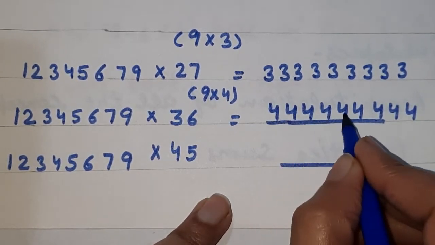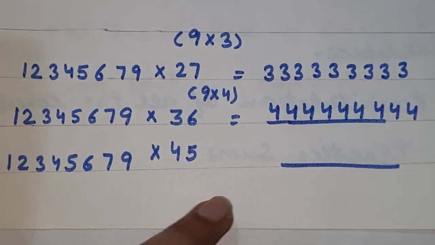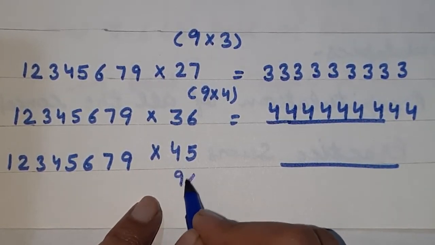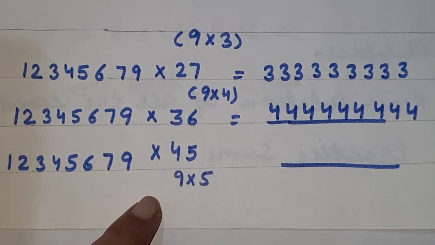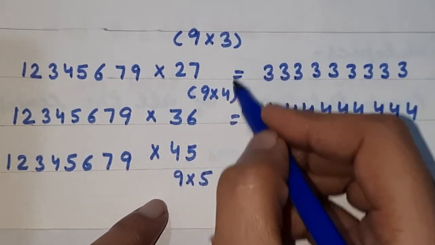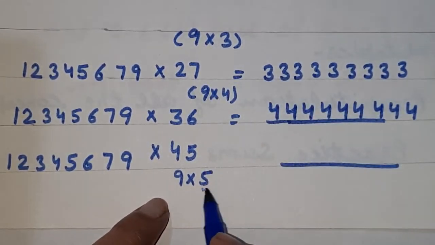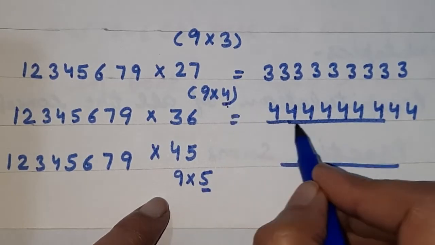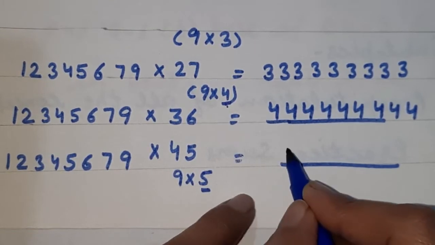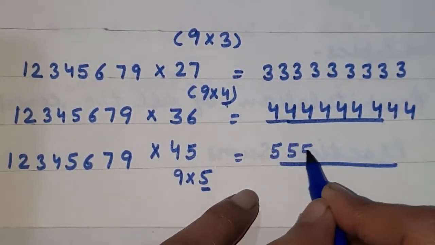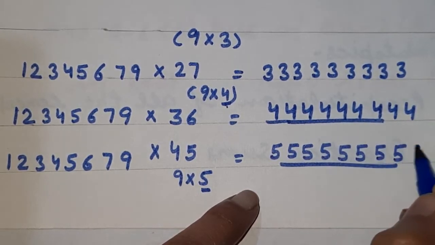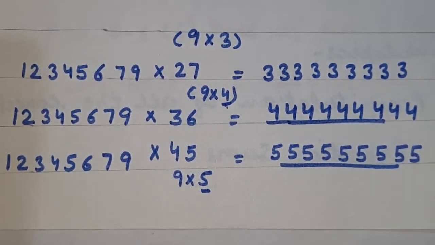One, two, three, four, five, six, seven, eight, nine. Now it is a multiple of 9. Multiple of 9, multiple of 9. So when it is 4, we are getting 9 times 4. When it is 5, 9 times 5. Got it? In this way you will do.